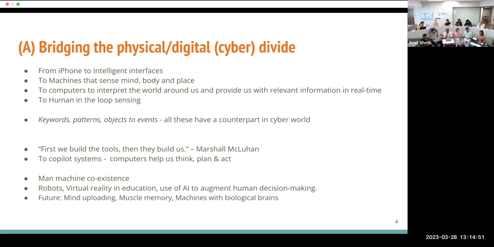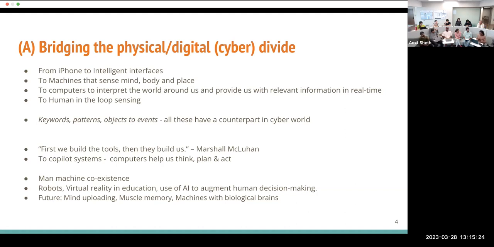So a recent example of this can be taken as the Microsoft Copilot systems, which include the computers that help humans to think, plan, and act accordingly. Some of the recent examples we can say are robots, which help and support humans in their day-to-day life activities.